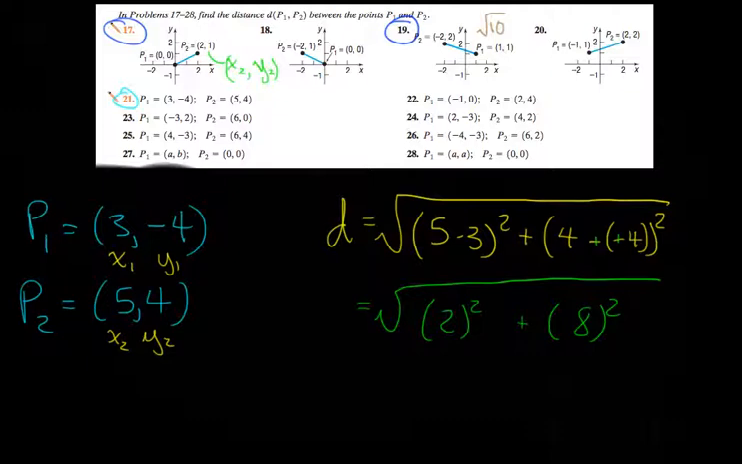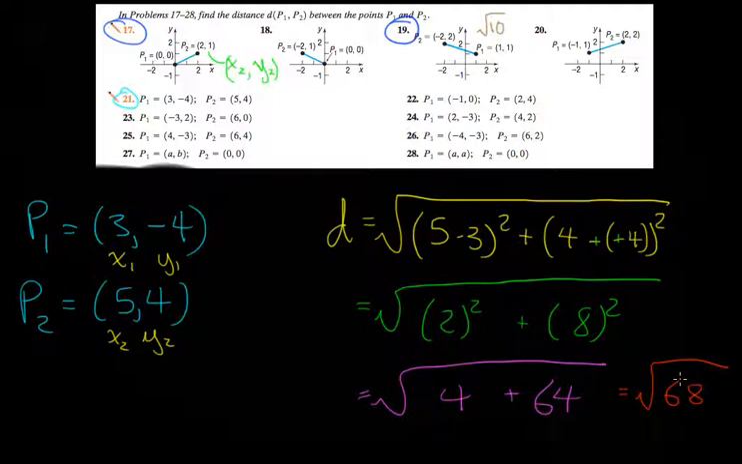Square root of 2 squared is 4 plus 8 squared, 64. So it's the square root of 68. I wonder what that is in decimal form. So I'm plugging it into my calculator. Square root of 68, 8.246. I'll still write square root 68.